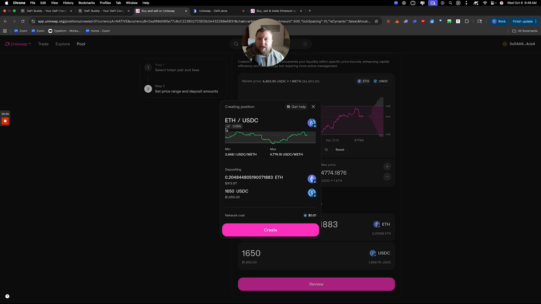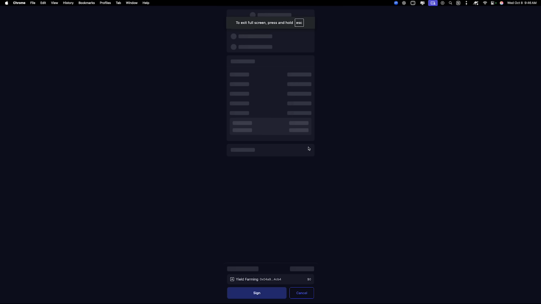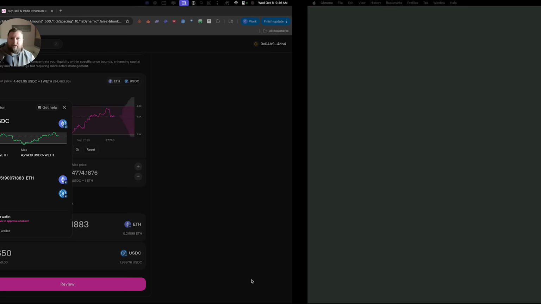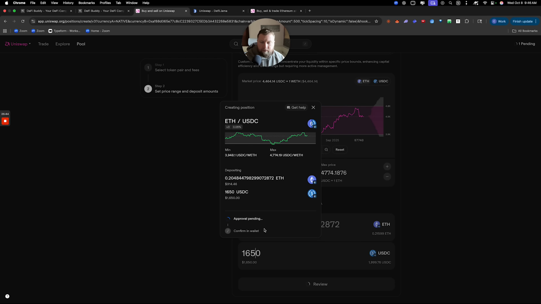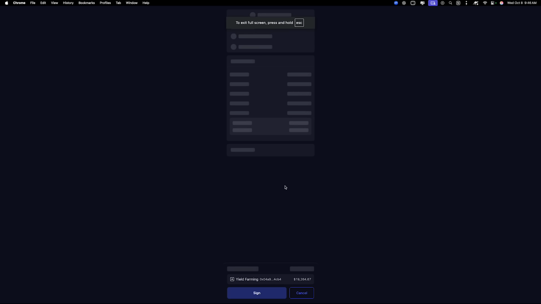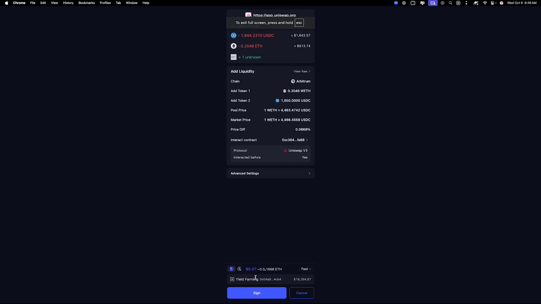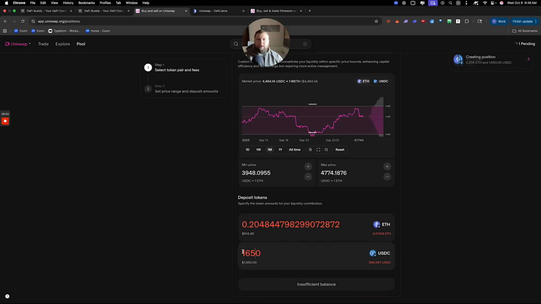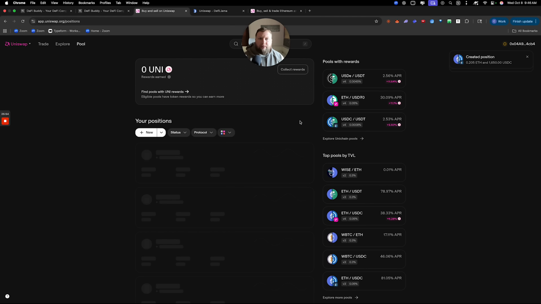ETH USDC 0.05% fee tier, minimum range, maximum range. I'm depositing this amount of ETH, this amount of USDC. I'm paying 1 cent for the network fee. I'm going to press create. Press confirm. I'm depositing both ETH and USDC into this liquidity pool. And now it's creating my position.